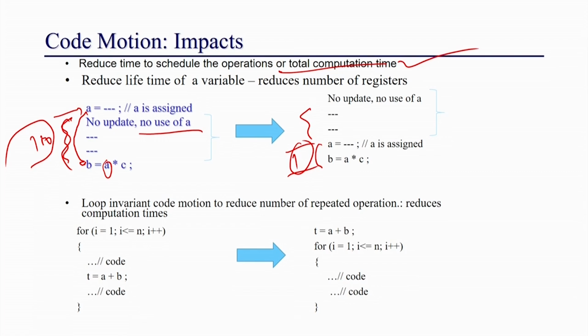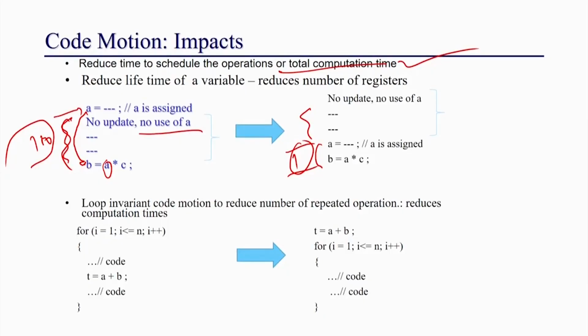So, that means this code motion directly impacts the lifetime of a variable, reducing it, and effectively this reduces the number of registers. As you have seen, we can share a register between two variables if their lifetimes are non overlapping, right. That we have already discussed during the high level synthesis discussion. So, we can actually reduce the number of registers that are going to be required to store all the variables, right. That is another impact of code motion. The third impact of code motion is on the number of operations also, right.